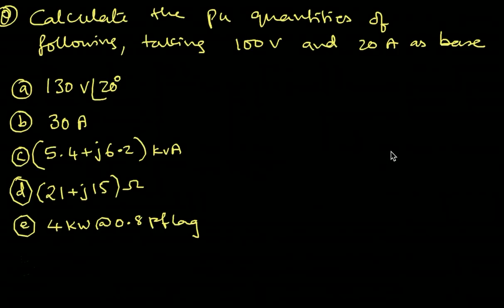Let's continue our study on per unit quantities. On your screen, now you're seeing a question. Calculate the per unit quantities of the following, taking 100 volts and 20 amperes as the base. So a base system is given to you, that is 100 volts and 20 amperes. So voltage base is given and the current base is given.